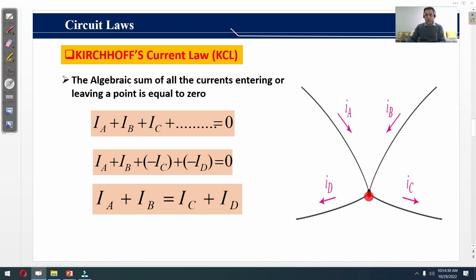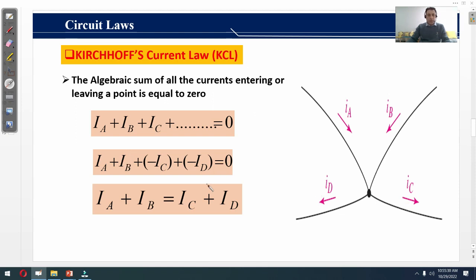This is a point or a node and it consists of 4 branches. Across the 2 upper branches, IA and IB are the currents entering this node, while across the 2 lower branches, ID and IC are the currents leaving this node. So we apply the definition of Kirchhoff's current law to this circuit: IA plus IB minus IC minus ID is equal to 0. We write a plus sign with IA and IB, while we write a negative sign with IC and ID, because IA and IB are the currents entering this node, while IC and ID are the currents leaving it.